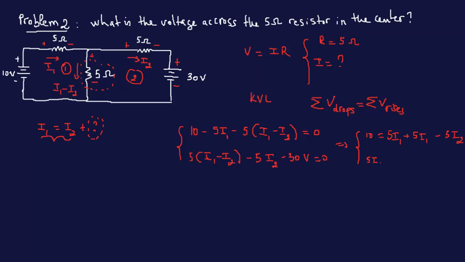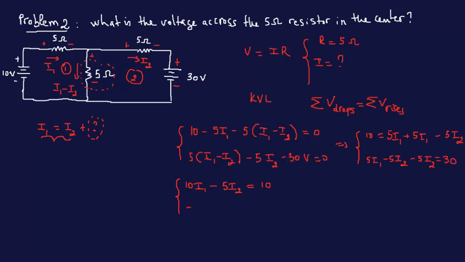5 I1 minus 5 I2 minus 5 I2 is equal to 30. Oh, this is messy, so let me put everything in perspective. So I would have 10 I1 minus 5 I2. I'm just rewriting it to make it more simple. So this is equal to 10, so that's equation 1 over here, it becomes this. Okay, and at the bottom we have, what do we have?